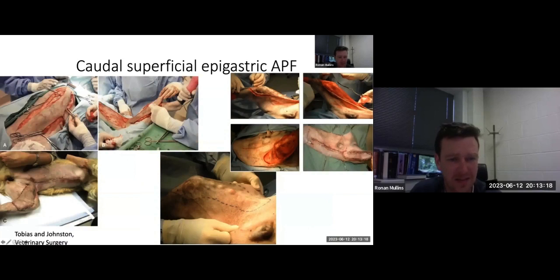There's another example of that, this is mentioned in Tobias and Johnston, again for a lesion in the medial aspect of the proximal crus on the medial aspect, down along that sort of medial thigh. This is another case here at UCD from a few years ago of recurrence of a mast cell tumor along the previous scar line, and excised with 2 centimeter margins and use of the ipsilateral caudal superficial epigastric axial pattern flap.